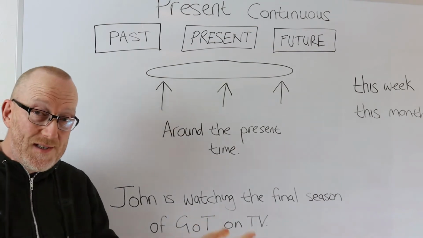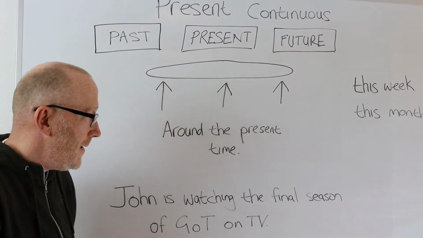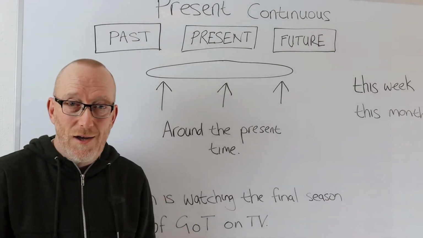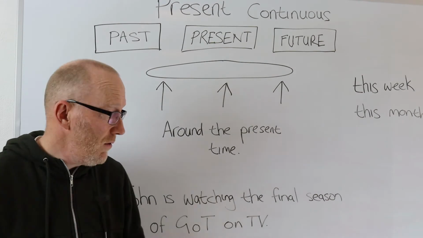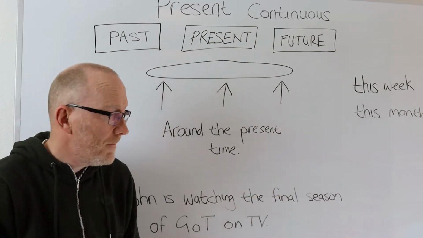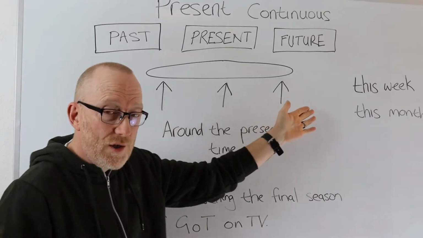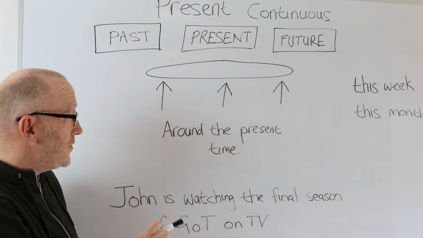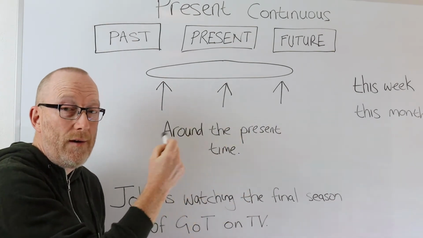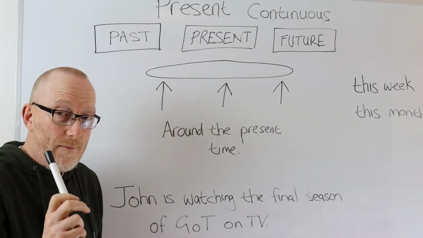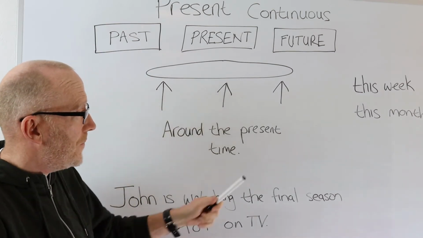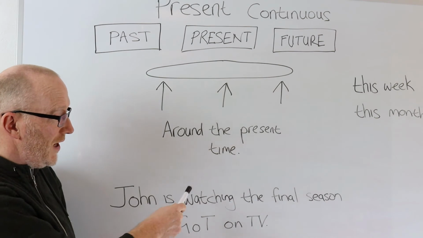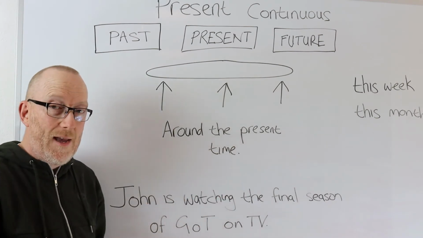So John is watching the final season of Game of Thrones. Now he might be attempting to watch the final season in one day, but the chances are you'll be watching the final season of a TV show over a number of days or weeks. Hence, we have some additional time markers which are important when you're using the present continuous to talk about things happening around now rather than literally what you're doing at this moment. So phrases that include, say, this week or this month. So John is watching the final season of Game of Thrones on TV this week.